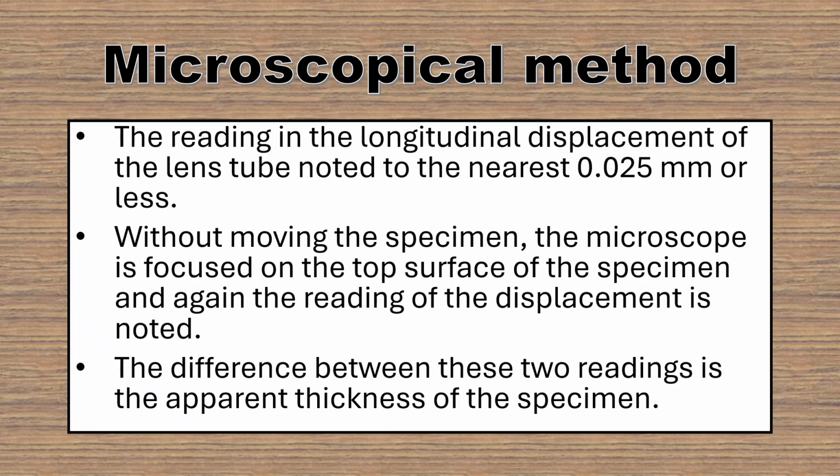The reading of the longitudinal displacement of the lens tube is noted to the nearest 0.025 mm or less. Without moving the specimen, the microscope is focused on the top surface of the specimen and again the reading of the displacement is noted. The difference between these two readings is the apparent thickness of the specimen.